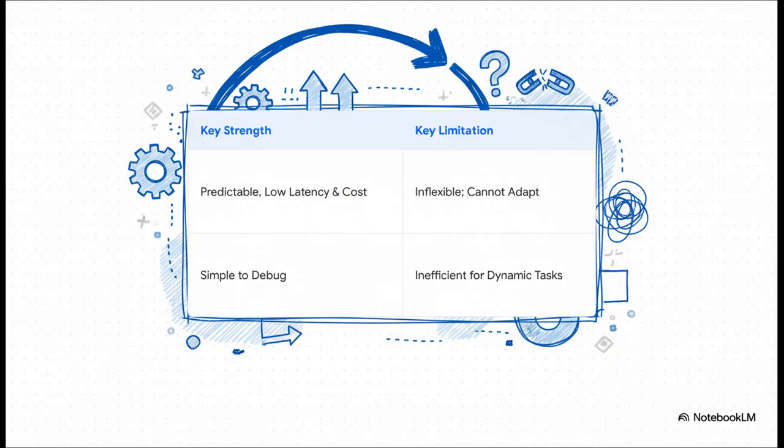This is perfect for structured workflows, like processing a document where you always extract text, then analyze it, then summarize it. It's predictable, it's fast, it's cheap. But the downside is obvious. It has zero flexibility. If you need to adapt to a new situation, this pattern just can't handle it.